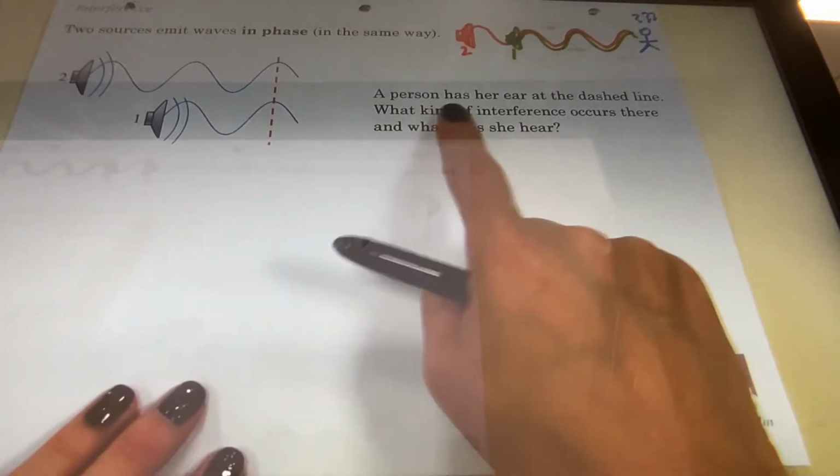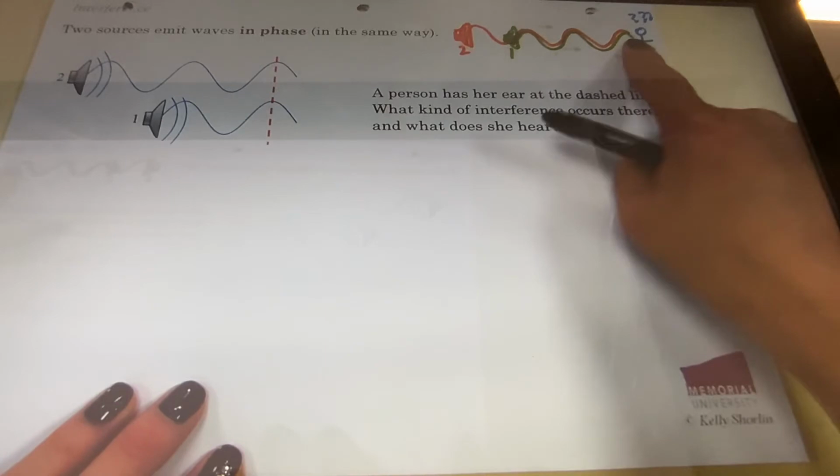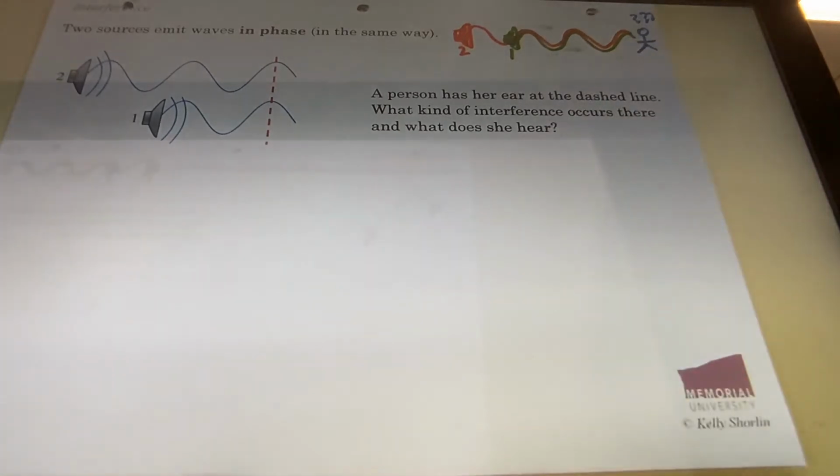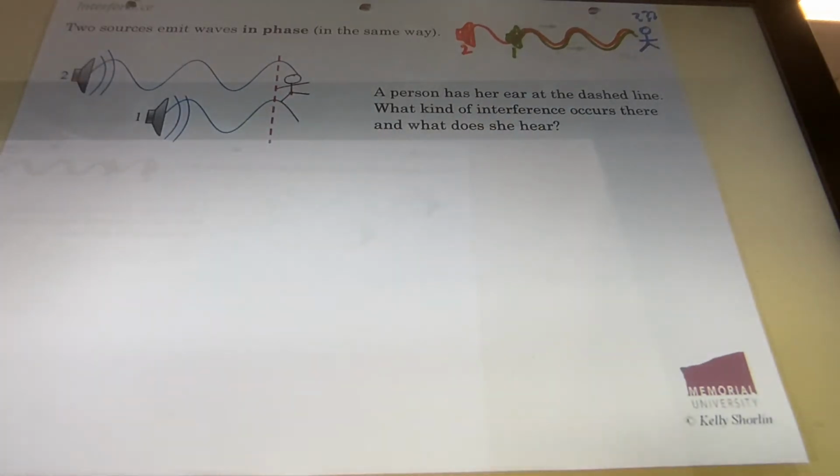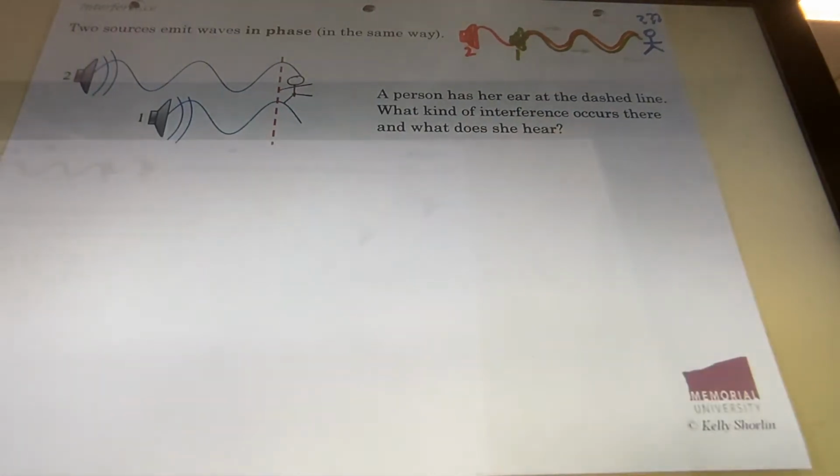My question is, a person has her ear at the dash line. So there's a person standing right here listening. In this picture, I'm going to put my person right here. If this person is standing right here, what kind of interference is happening where that person is standing, and what does that mean about what she hears? So if you look at those waves and where they meet where she's standing, what kind of interference do you think that is? Okay, constructive, I'm hearing from a lot of people.